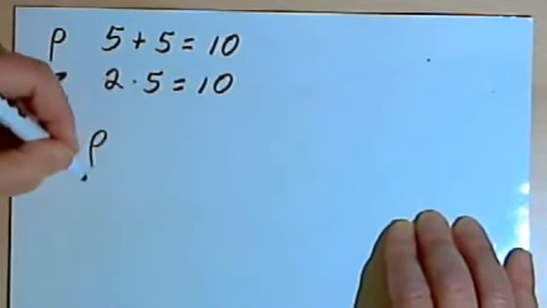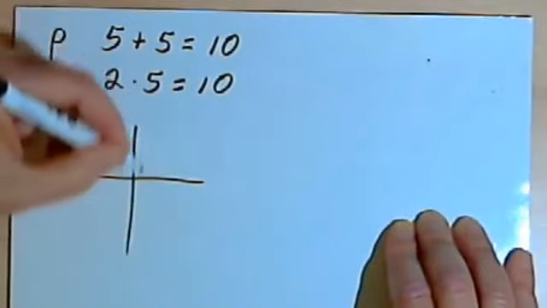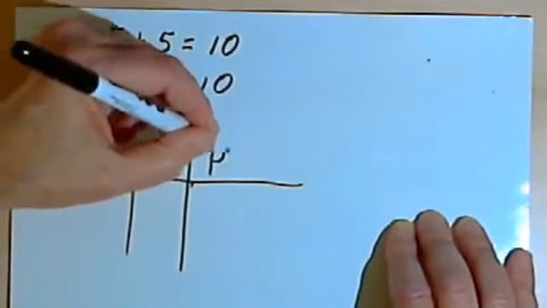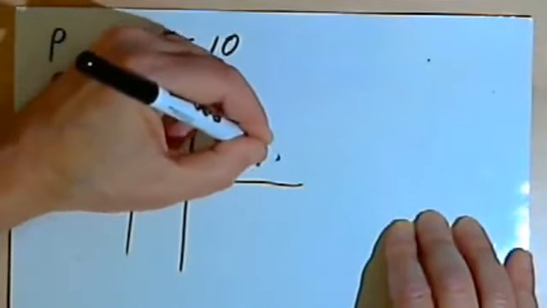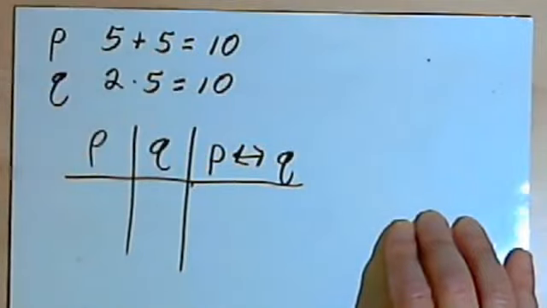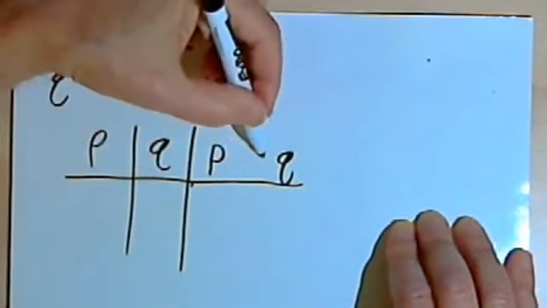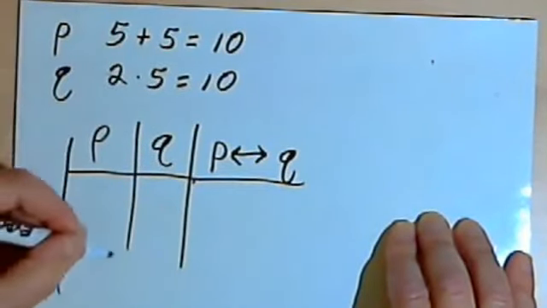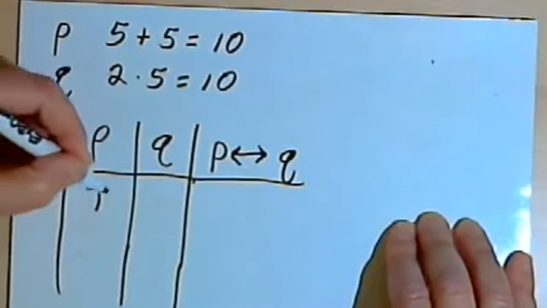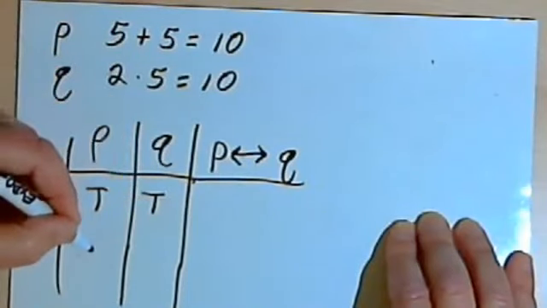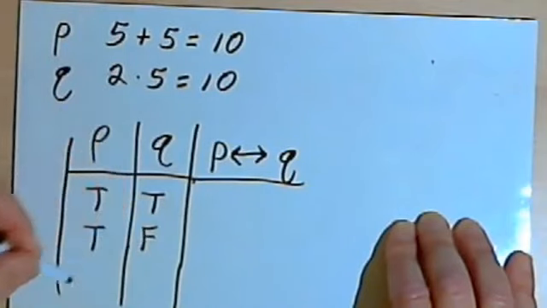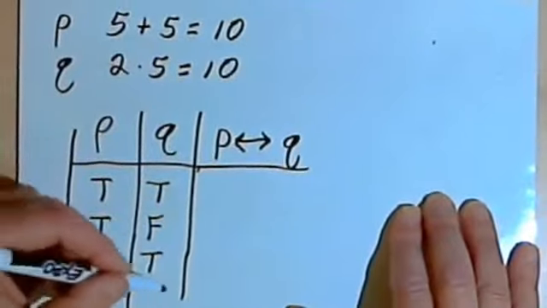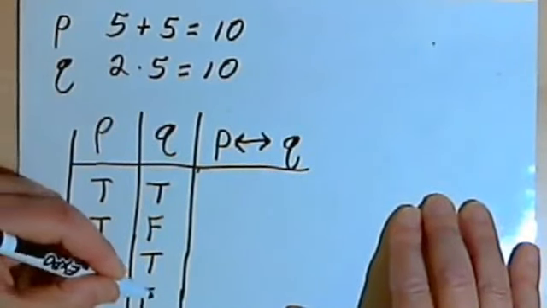So we'll have the values for P, the values for Q, and the values for P if and only if Q. Let me fix that symbol so it looks a little better. Okay, so once again, P and Q might both be true. Or P might be true and Q might be false. P could be false, Q could be true. And my last option would be that they're both false.